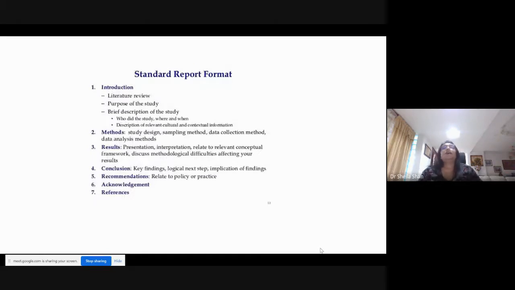You must understand that our topic here is very wide, so I narrow it down for you according to your syllabus. Okay, so for our qualitative, we are just doing qualitative research. They have a format, right? You need introduction, method, result, conclusion, recommendation, acknowledgement, and references.